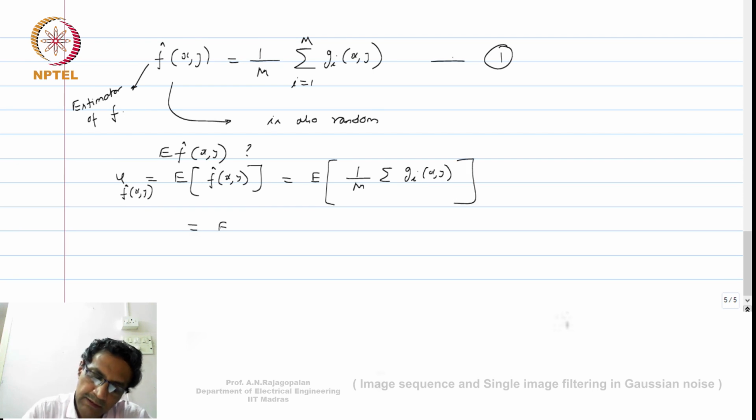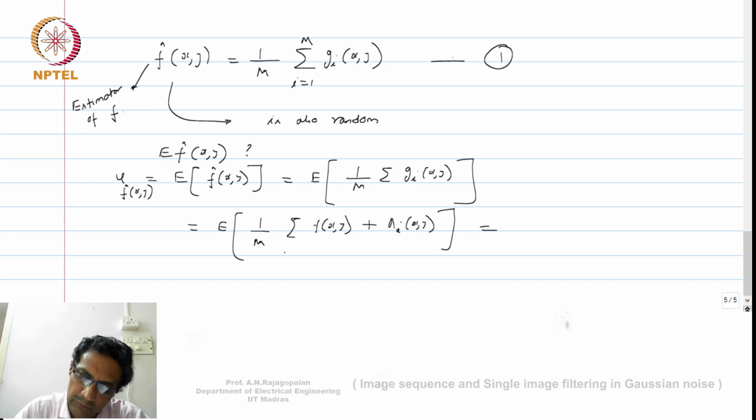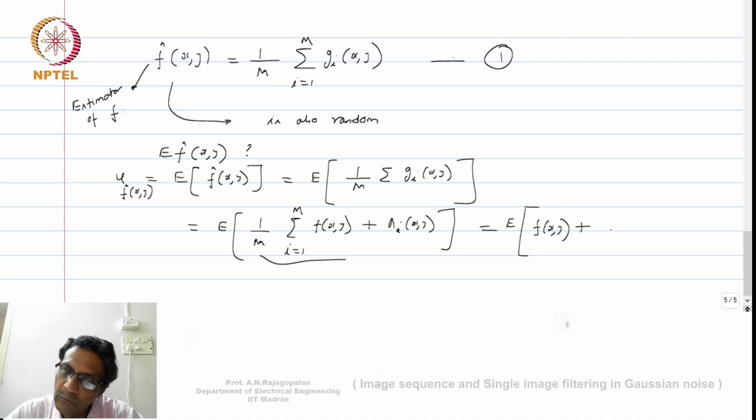But then we know that the observation model clearly says that g_i itself is nothing but f of x,y plus eta_i of x,y, and of course i goes all the way from 1 to m. Therefore, what we can do is this. Because f is a constant, the quantity inside becomes expectation of: you'll get m times f(x,y) by m, therefore f of x,y plus 1 by m summation eta_i of x comma y.